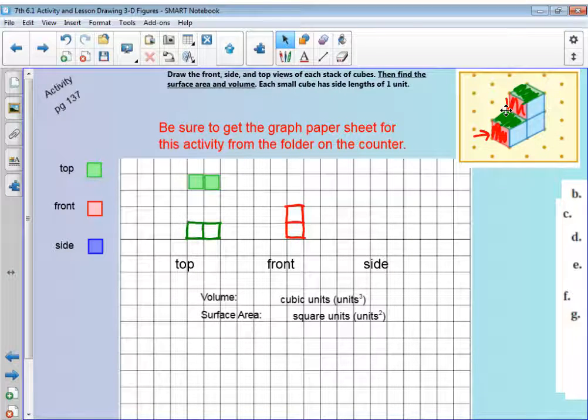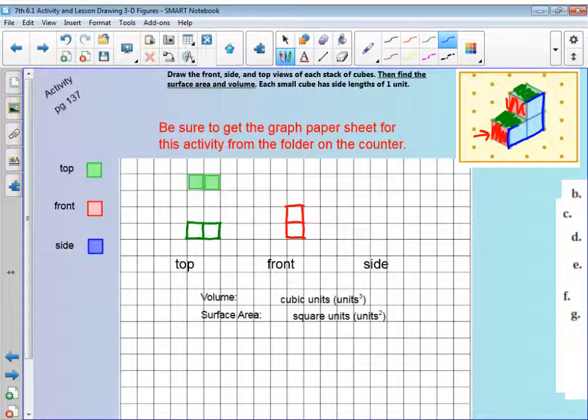If I were to look at that from the side, from one of the sides, you'll notice here I've got 2 stacked high, and then on the very bottom, it's 2 wide. So it would look something like this. From the side, and if you want to color it in, you could color it in.